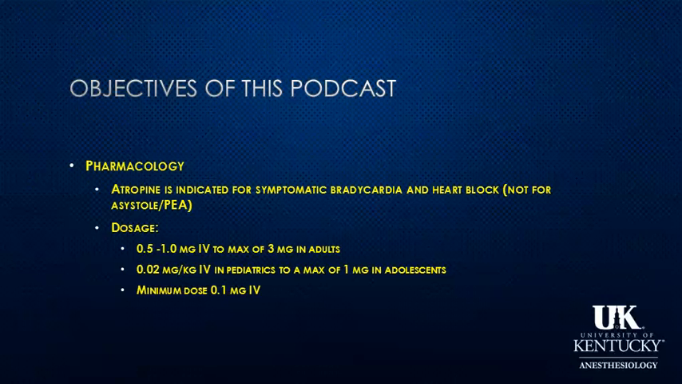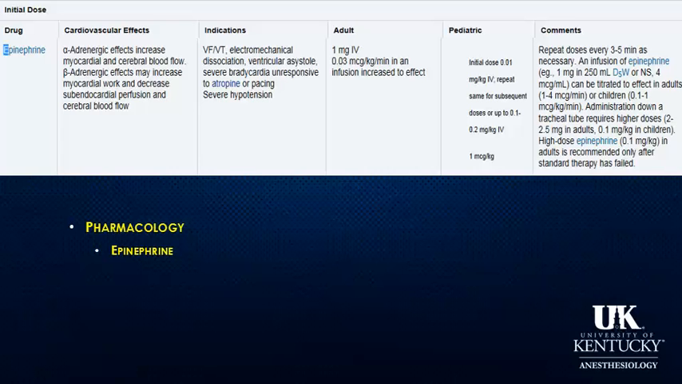Another old standard is atropine. Atropine is indicated for symptomatic bradycardia and heart block, but not for asystole or pulseless electrical activity. The dosage in adults is 0.5 to 1 milligram IV per dose to a maximum of 3 milligrams. And in pediatrics, 0.2 milligrams per kilogram to a maximum of 1 milligram in adolescents, with a minimum dose of 0.1 milligrams in any case.